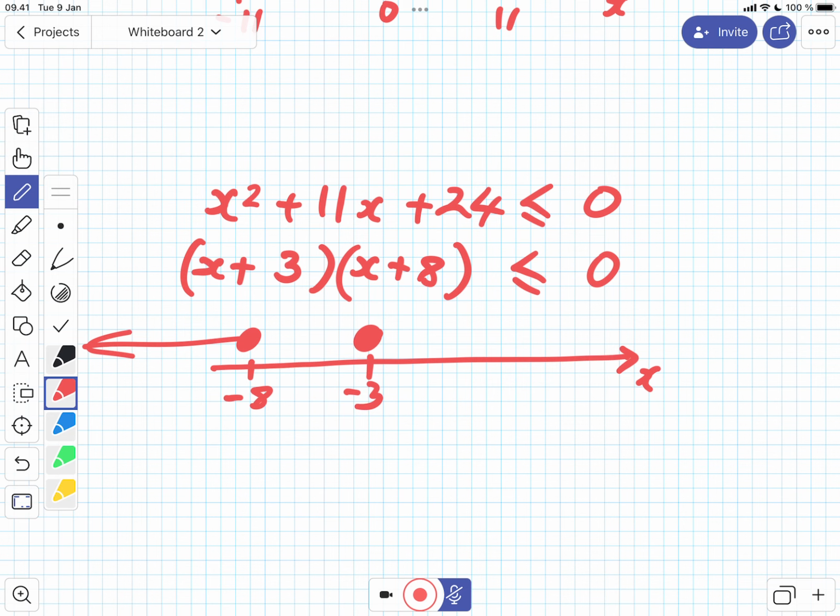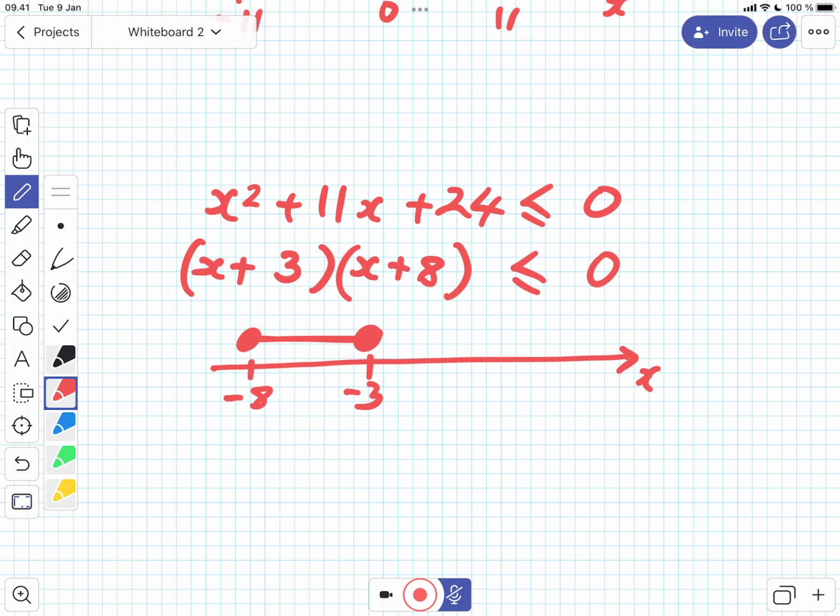Well, again, let's think of a very big negative number. Let's think of -1000 this time. So -1000 would give me -997 times -992, which would be a very big negative times a very big negative, which would give a very big positive. So that definitely wouldn't be less than 0. So it must be in between -8 and -3 that the inequality is true.